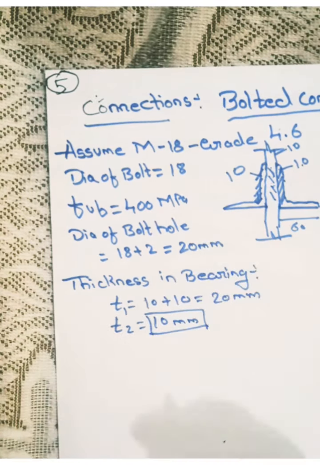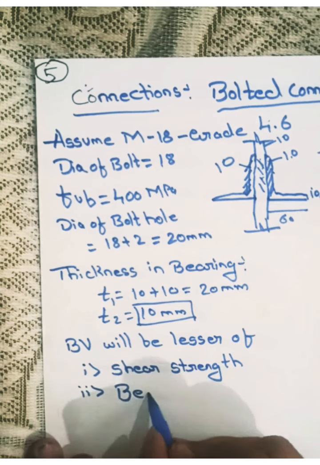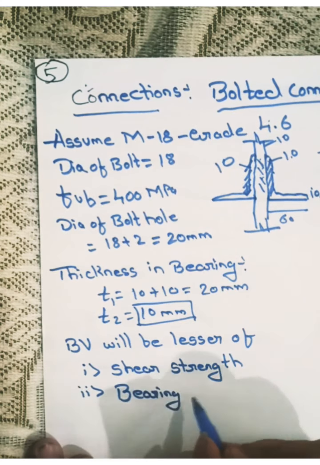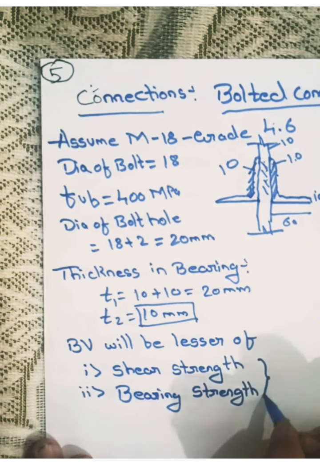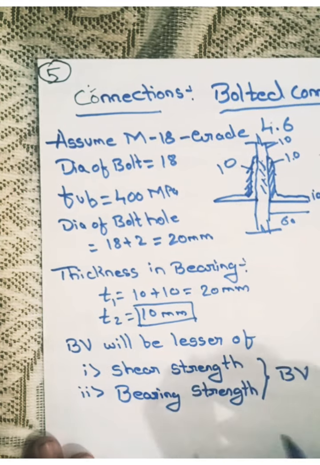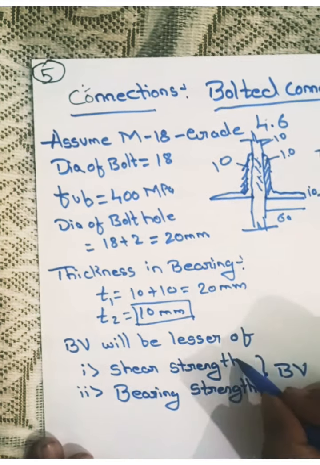Now we need to find the bolt value. So bolt value will be lesser of either shear strength or bearing strength. So lesser of these two will be the bolt value. So we need to find the shear strength as well as the bearing strength.